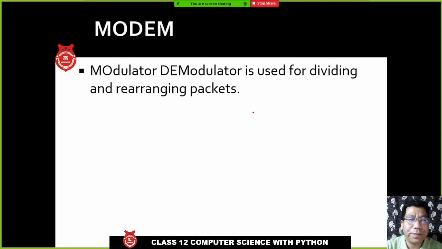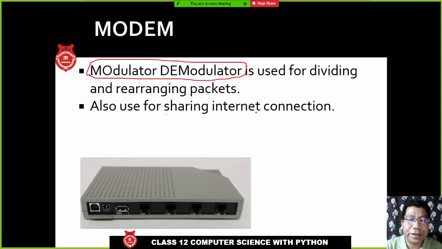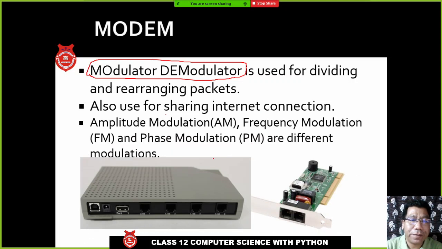And the first one is the modem. This is one of the oldest computer networking devices. The full form of modem is modulator and demodulator. The function of the modem is dividing and rearranging the packages. It is also used for sharing internet connection. We have an external modem like this and an internal modem like this. This is internal and this is external.